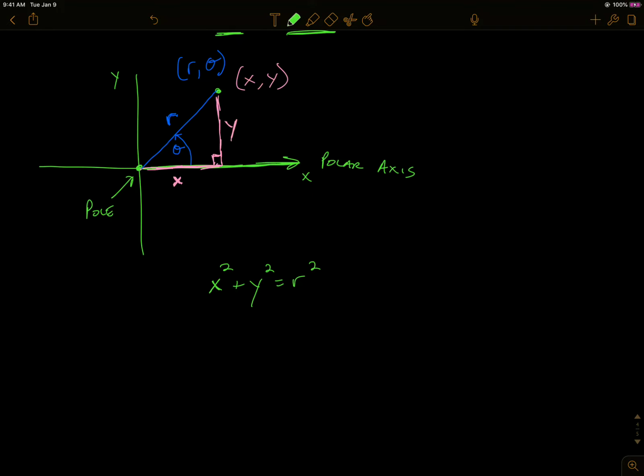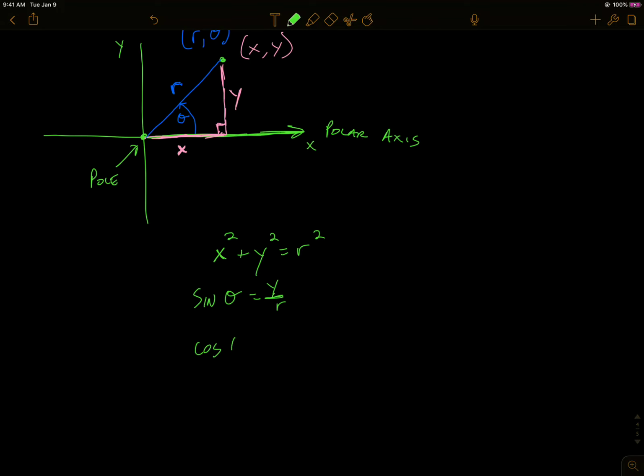Other relationships that we notice, we could say things like sine of theta, using some trigonometry, equals opposite over hypotenuse, so y over r. Cosine of theta equals adjacent over hypotenuse, which is x over r. And tangent of theta is equal to opposite, which is y, over adjacent, which is x. These four things will help us do our conversion.